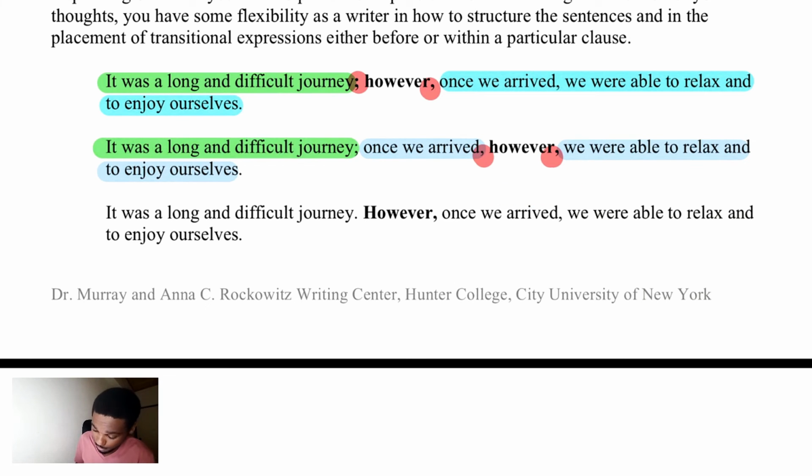Look at the third example. It was a long and difficult journey. Full stop. So this is a sentence by itself now. Not just a clause, but a full sentence. We start a new sentence with a capital letter. However, and we still need the comma. Once we arrived, we were able to relax and to enjoy ourselves. So this one is very similar to this one. The difference is, instead of a semicolon, we just make these two completely different sentences and end it.